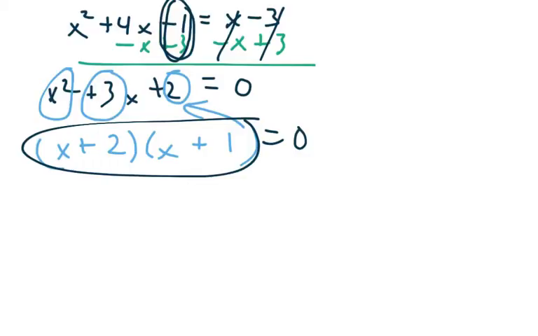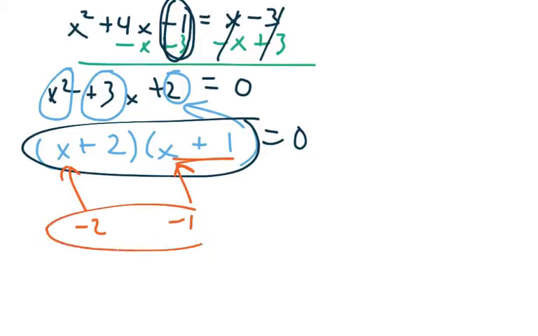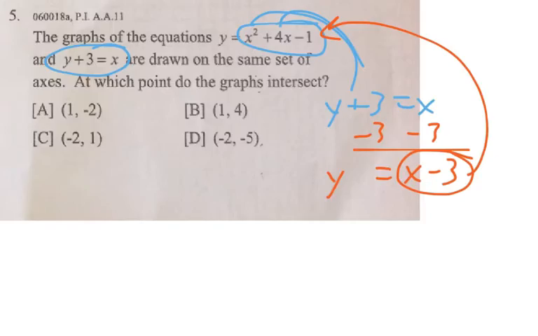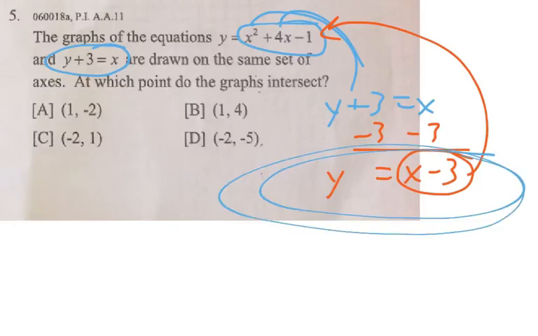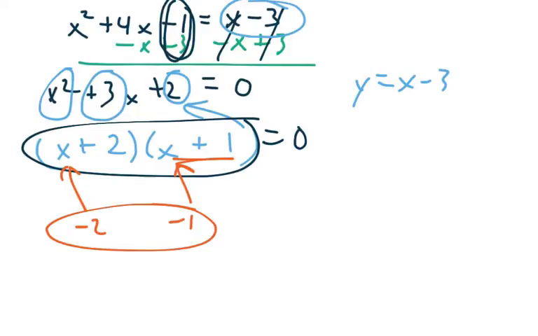It's the factored form. So finishing up, isn't negative 2 plus 2 equal to 0? Isn't negative 1 plus 1 equal to 0 there, right? So here are my two x coordinates. And don't forget, y is x minus 3, right? Y we know is x minus 3. Again, that came from right here.